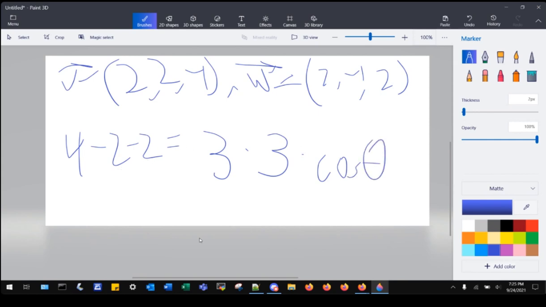Now this is equal to 0. So 0 equals 9 cosine theta, which means cosine theta equals 0, and then theta equals 90 degrees, or theta equals pi over 2.